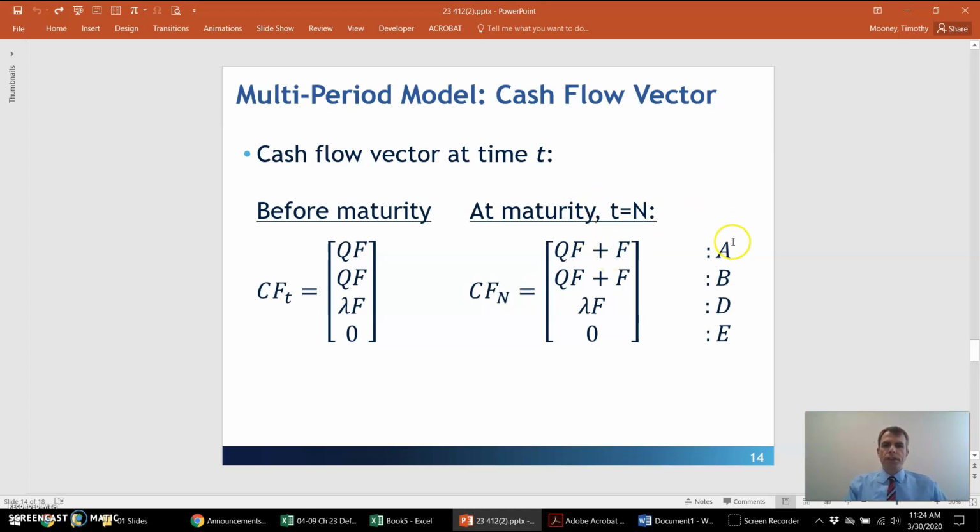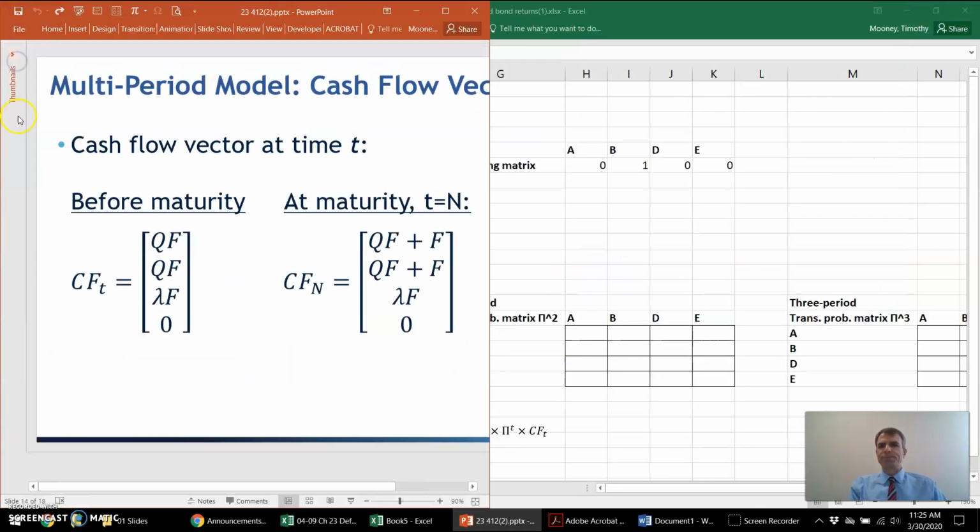And so the cash flow vector in our model has 4 rows. Each row corresponds to the cash flow that an investor would receive at each of the 4 credit ratings. Remember, A and B are the 2 solvent credit ratings, and then D denotes a cash flow when a bond is in default in a current period, and then E denotes that a bond has defaulted previously, and so you don't receive any cash flows after the default period. So let's compute these for the example in the spreadsheet that we just looked at.